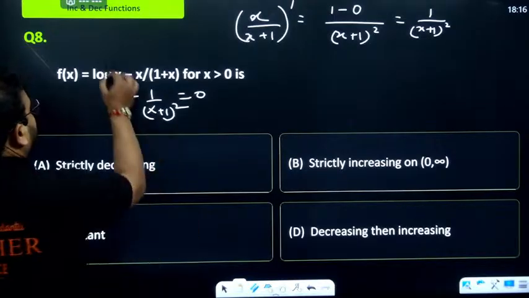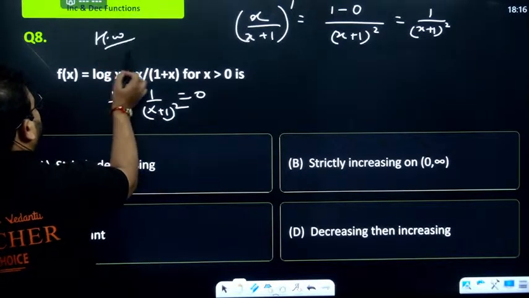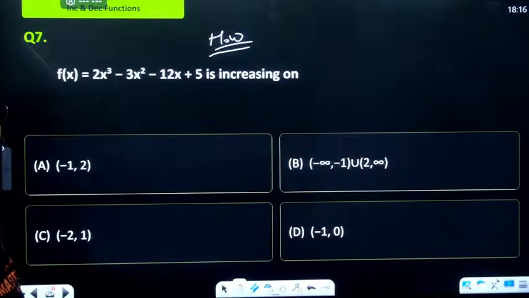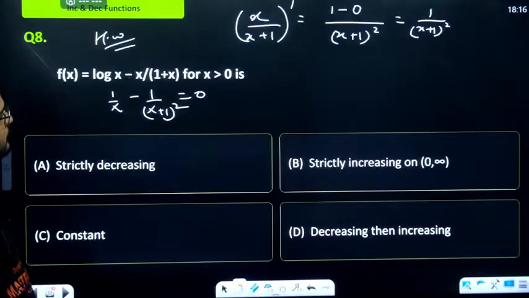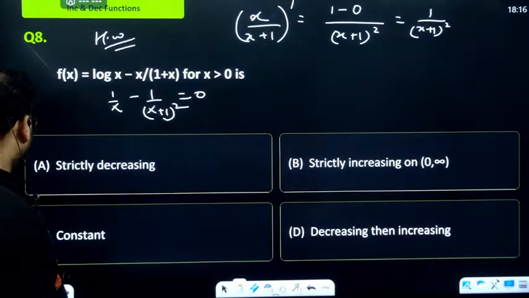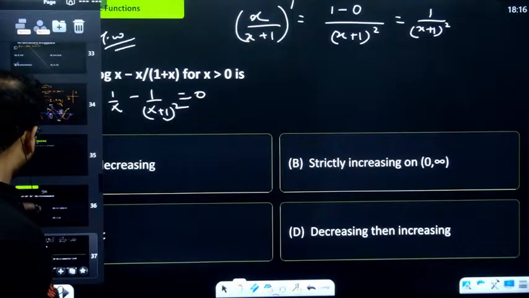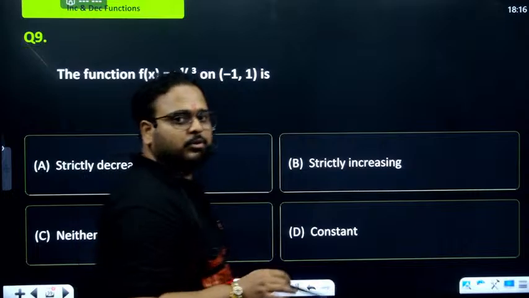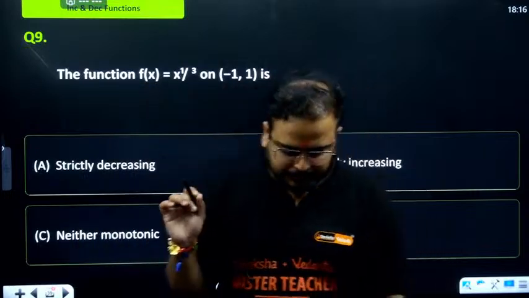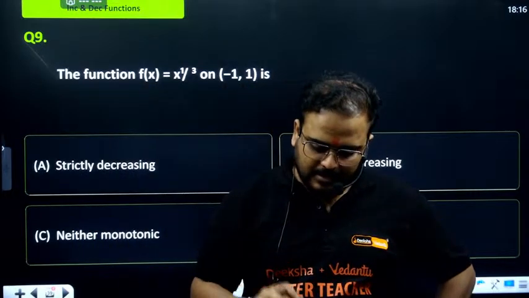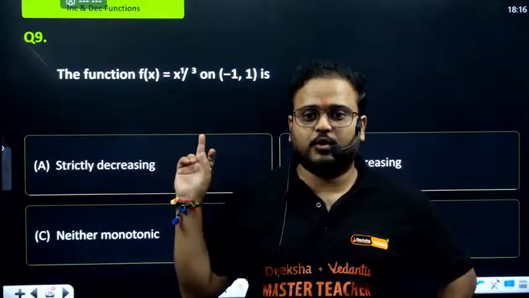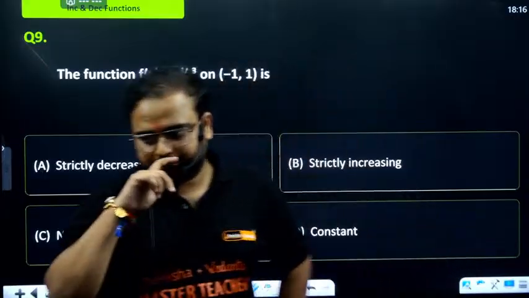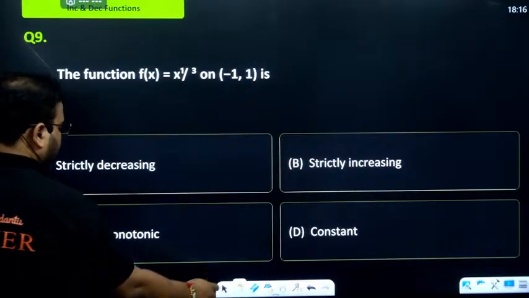Question number 7 and 8. You guys solve and let me know which option is true. I can tell you the answer, but I don't want to. I have given you already the answer over here, but I'll skip right now. You guys first download the notes and then try to solve it. I've given the answer in the question. I've given you how to solve it also. Moving on.